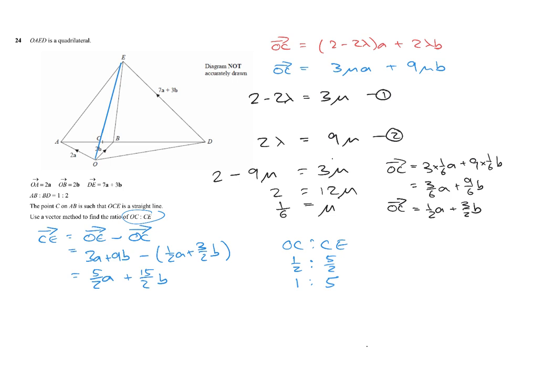But we can double check, because if we look at the ratio of the coefficients of B, we have 3/2 compared to 15/2. And that again would be a ratio of 3 to 15, which simplifies to 1 to 5. So it's exactly the same ratio. And there my question is complete.